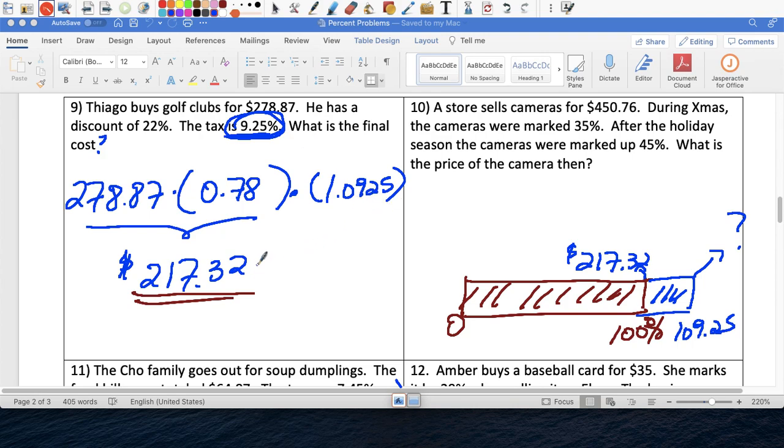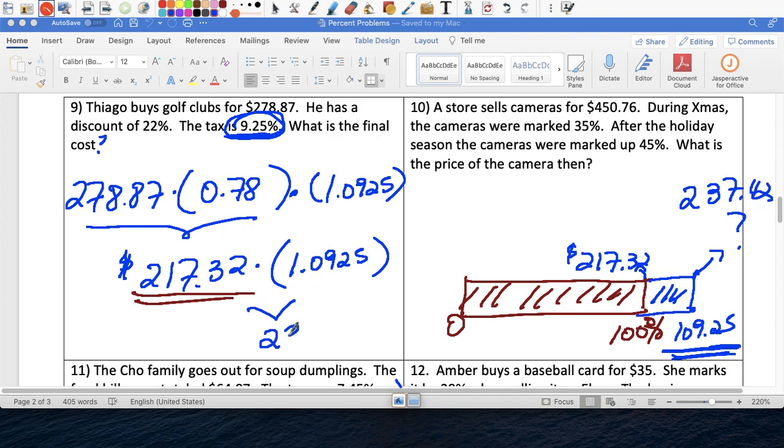But if you want to go a more direct route, you change this to a decimal. You're going to match this corner with this corner. So multiply that by 1.0925. There. 217.32 times 1.0925 is going to give you this corner right here, which is 237.42. So the total price is 237.42. Okay, so that's doing it in steps.